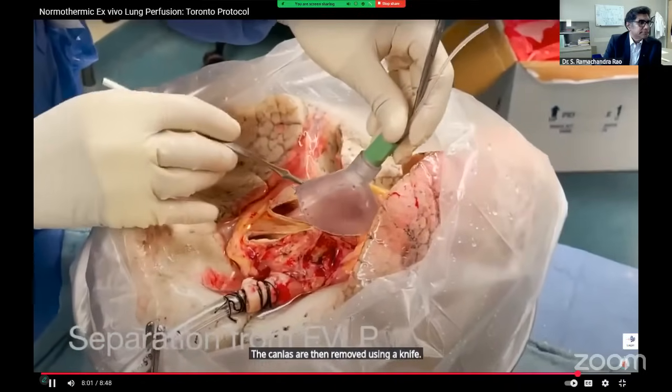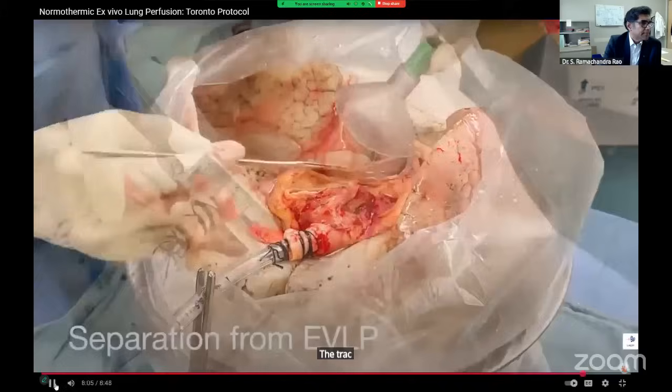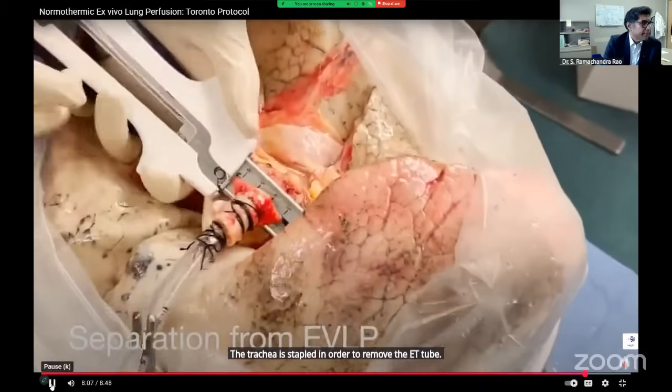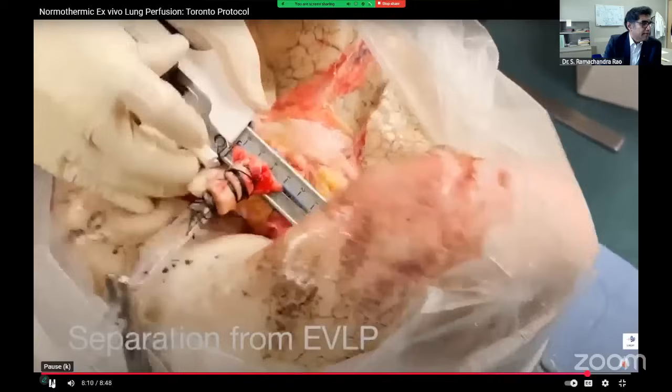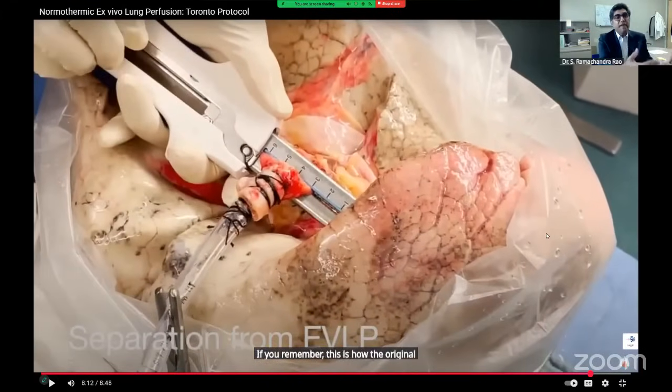The cannulas are then removed using a knife. The trachea is stapled in order to remove the ET tube. If you remember, this is how the original lung block came in.